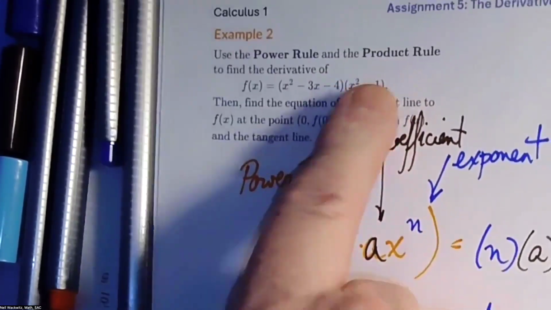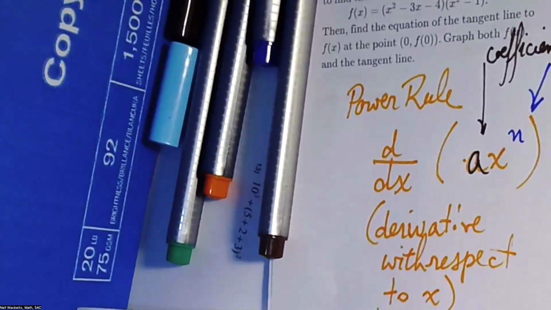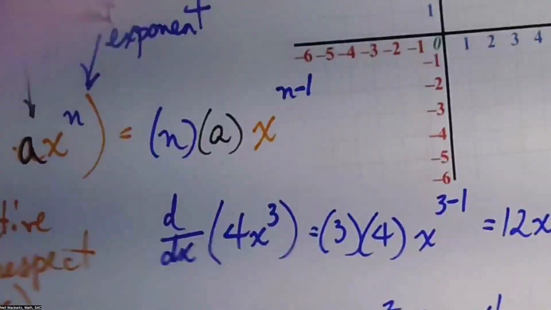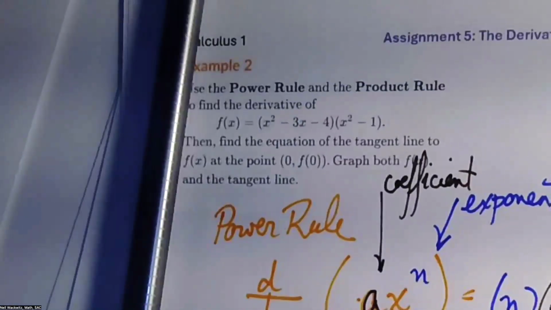Great. Now let's do the second part of this. Let's use the product rule. I'm not sure what happened to my camera. Hello, camera. Okay, I think I figured it out. Sweet.